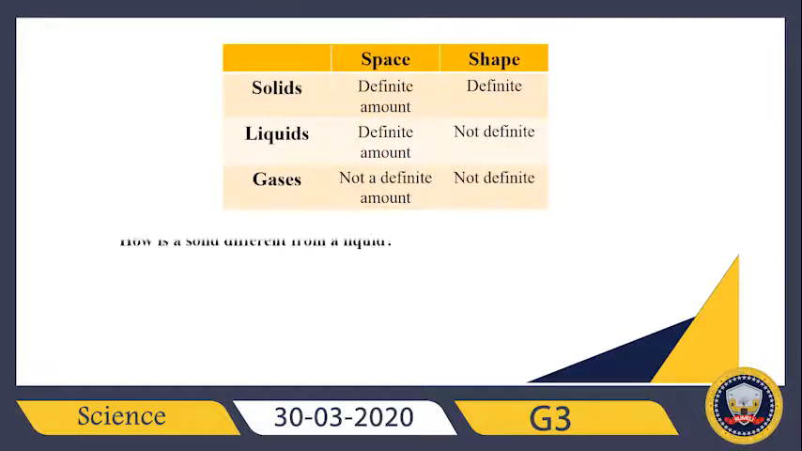Let's check. So how is a solid different from a liquid? It's asking for the difference. I know both of them have a definite amount of space, but while solids have a definite shape, liquids don't have a definite shape. So this is the difference between solids and liquids.